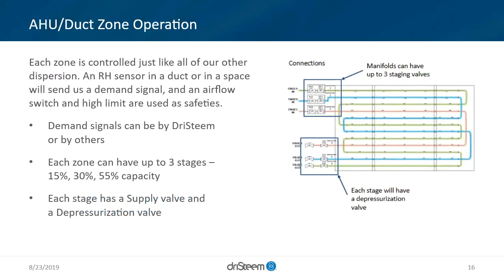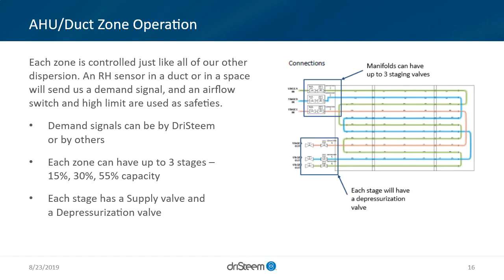So looking at duct and air handling operation, again, similar to isothermal, we will have an RH sensor in the duct or in the space that's going to generate that demand signal. We want to make sure that there is airflow during this period, so we're not just wasting that water and not providing any benefits to the end user. There are high limits for safeties, and that can be employed.